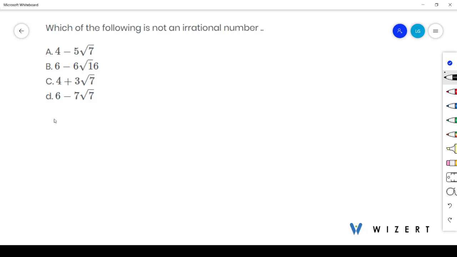Our question is, which of the following is not an irrational number? Here, for option A, 4 minus 5 root 7 will be minus 9.22875. So it is non-terminating. That is, it is an irrational number.